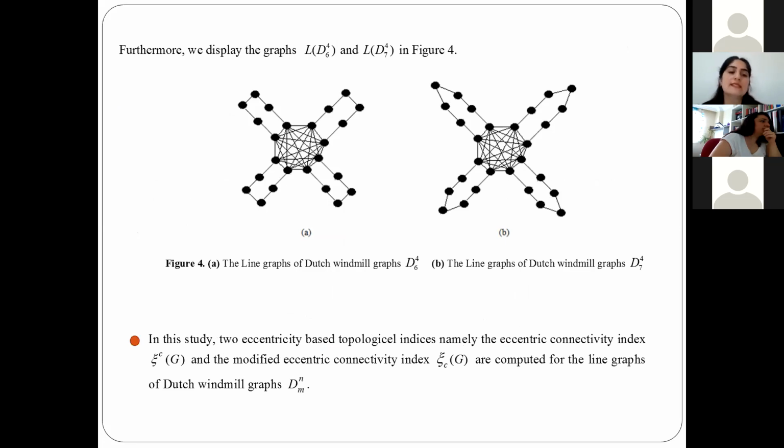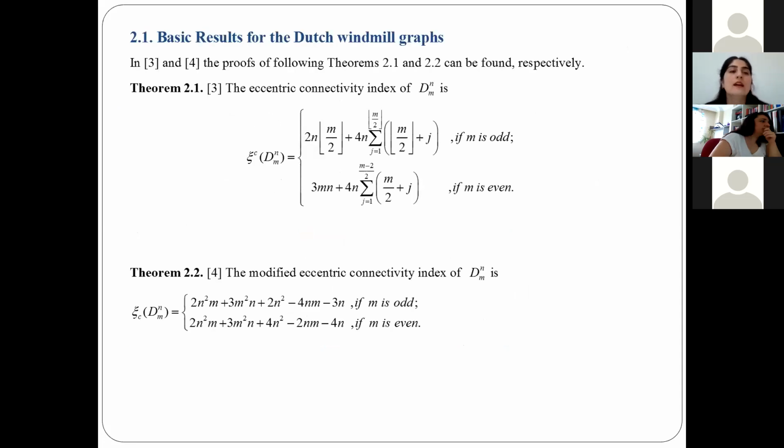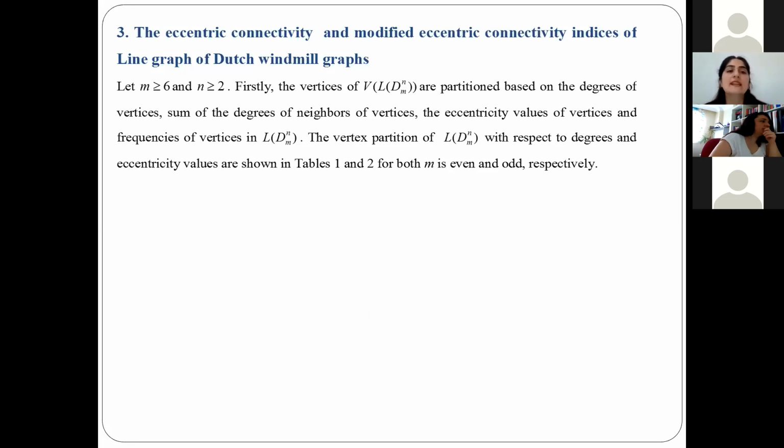In this study, two eccentricity-based topological indices, namely the eccentric connectivity index and the modified eccentric connectivity index, are computed for the line graphs of Dutch windmill graphs. There are many basic results for Dutch windmill graphs in references 3 and 4. The eccentric connectivity and modified eccentric connectivity indices of the line graph of Dutch windmill graphs. Let n be greater than or equal to 6 and m greater than or equal to 2.